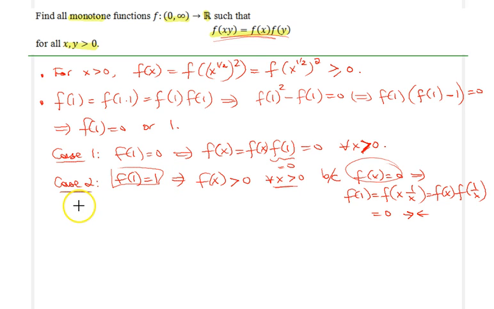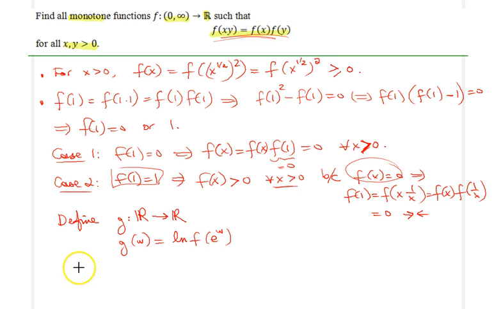So now we will go ahead and make use of a new function. Let's define function g, this time from all reals to all reals, negative or positive doesn't matter, such that g of w is simply equal to the natural logarithm of f of e to the power w. From this, let's see if we can find out the additive form of the Cauchy equation.